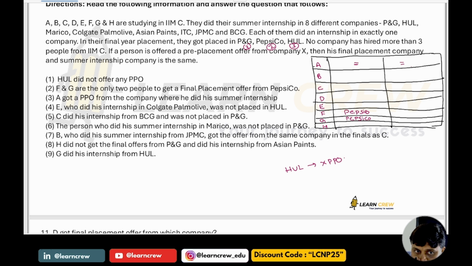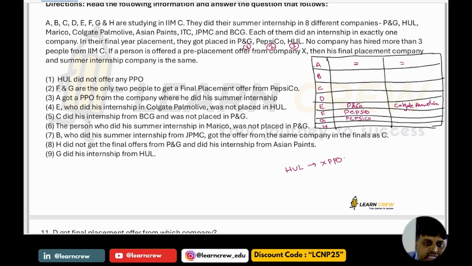Okay. Next, E, who did the internship in Colgate Palmolive. So what is given? E did the Colgate Palmolive internship, and was not placed in HUL. If it is not HUL, what is the remaining company? Already PepsiCo is fixed, only 2. So it must be P&G. It is not HUL, which means the only company left is P&G.